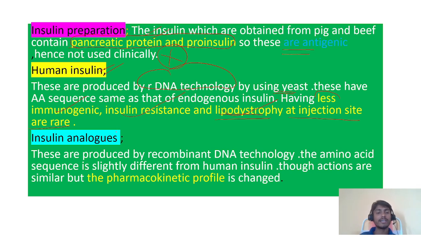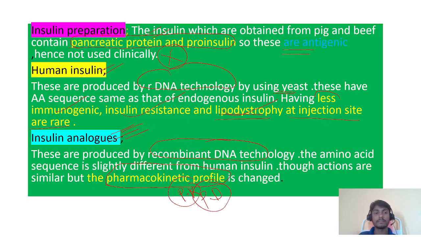Last one is insulin analogs. Insulin analogs are produced by rDNA technology. The amino acid sequence differs slightly from human insulin, but the actions are similar. Only the pharmacokinetic profile is changed, but the pharmacodynamics is constant in insulin analogs synthesized by recombinant DNA technology.